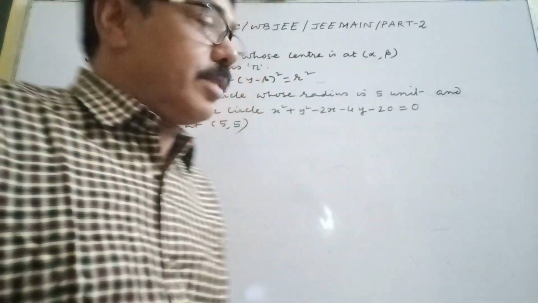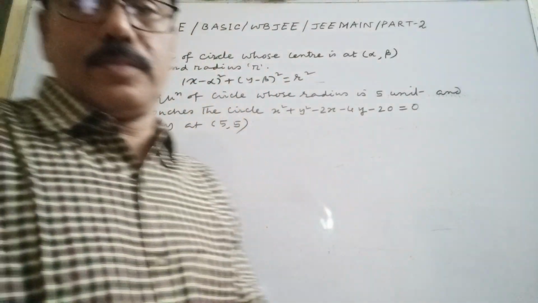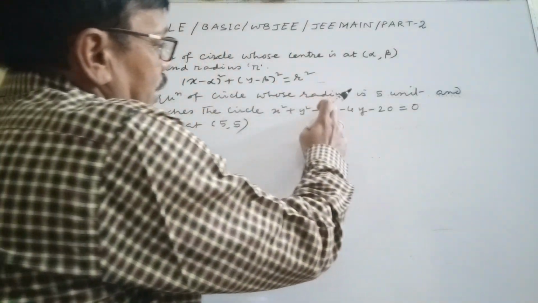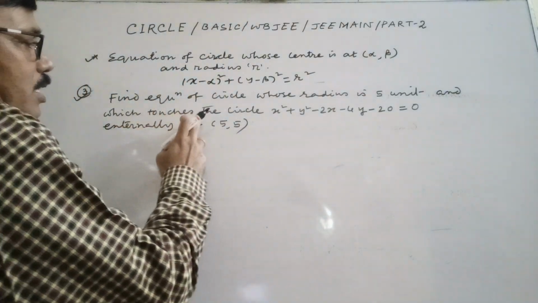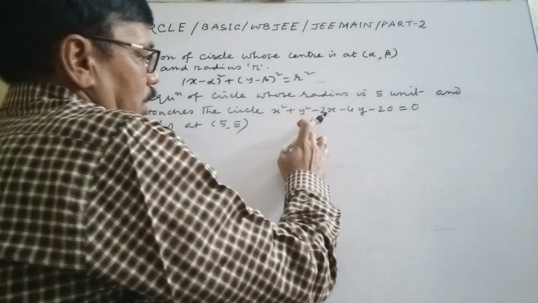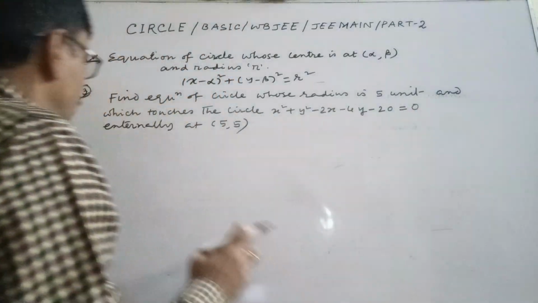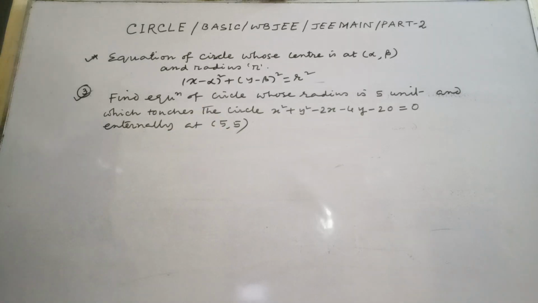Now we consider problem number 3. Find the equation of circle whose radius is 5 unit and which touches the circle x square plus y square minus 2x minus 4y minus 20 equals to 0 externally at (5, 5).